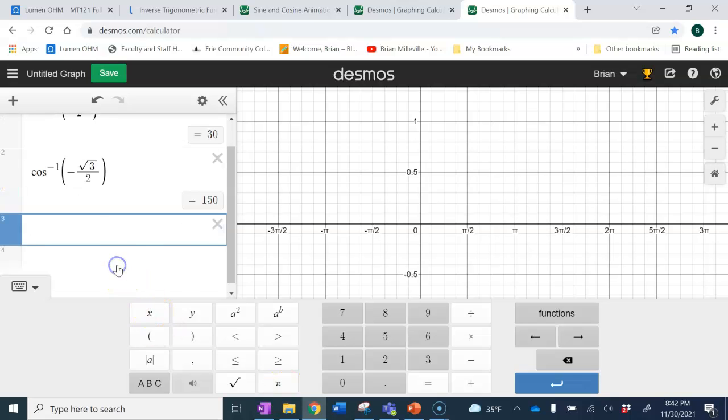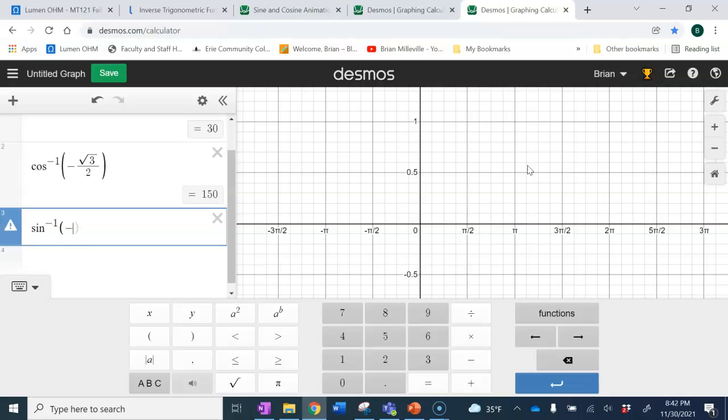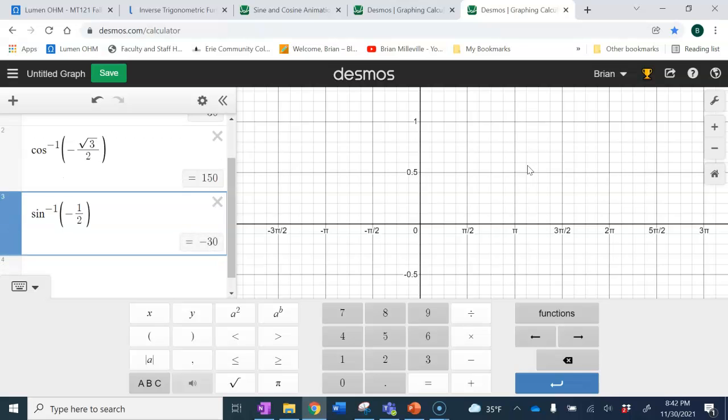Okay, so going back into Desmos, we're going to go to the functions. Now we're going to do inverse sine, and we wanted negative 1 over 2. It's telling me negative 30 degrees. Okay, now this one, we got to think about it a little bit. Negative 30 degrees. What is that equal to? That's going to be negative pi over 6.